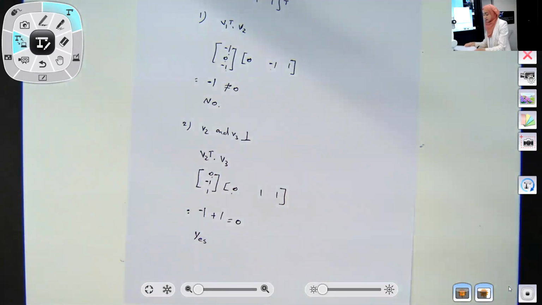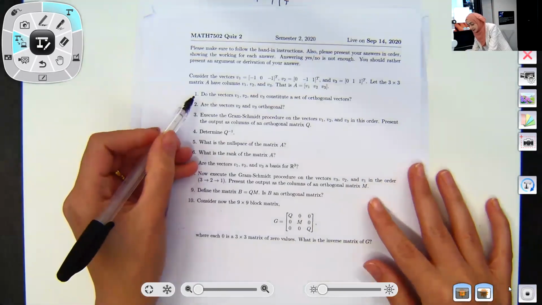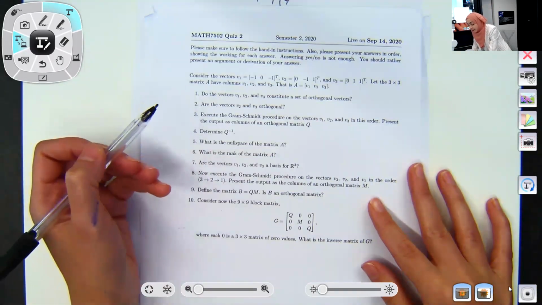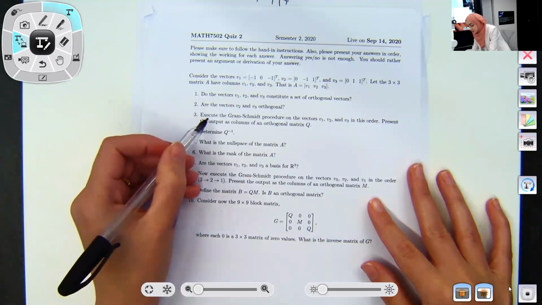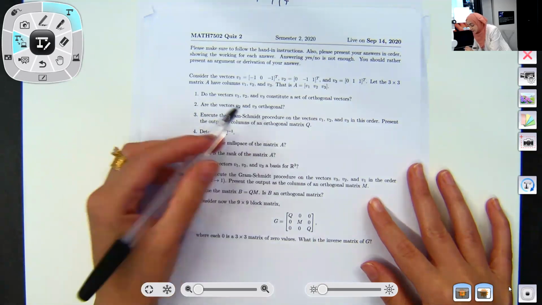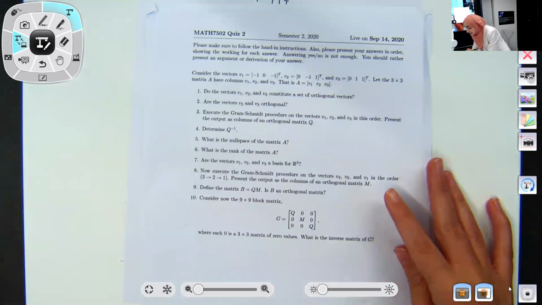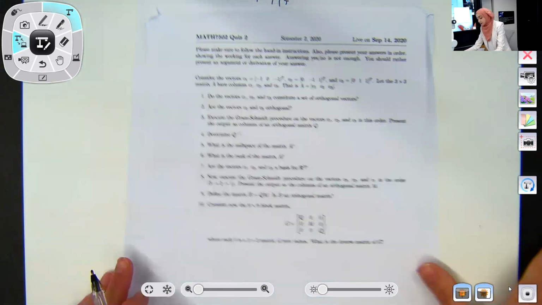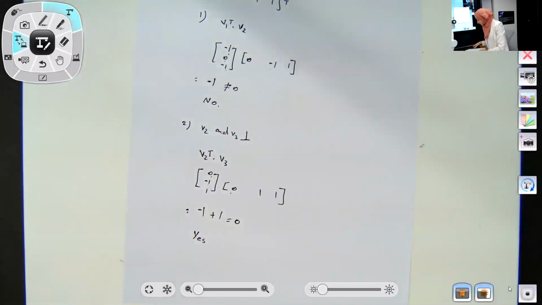Part 1 and 2 are direct, and we can solve them easily. Okay, this is the solution for part 1 and part 2. In part 3, they ask, execute the Gram-Schmidt procedure on the vectors v1, v2, and v3 in this order. We need to keep this order, v1, v2, and v3. Present the output as columns of an orthogonal matrix, so we need to find an orthogonal matrix Q, which consists of q1, q2, and q3. Let's try to find the solution for question 3.